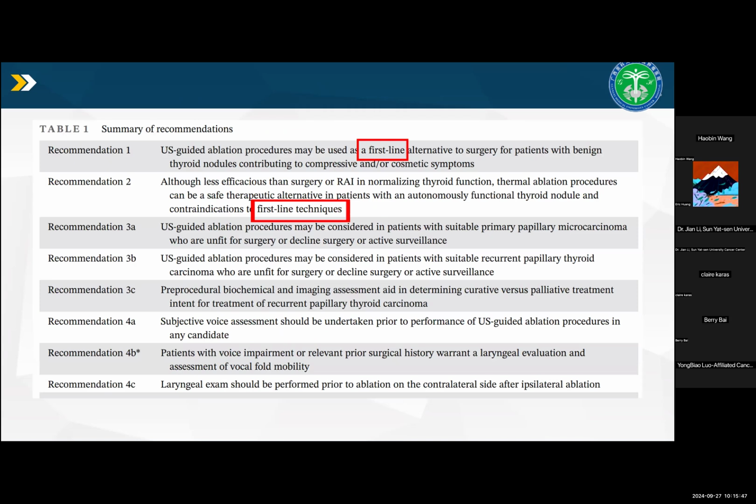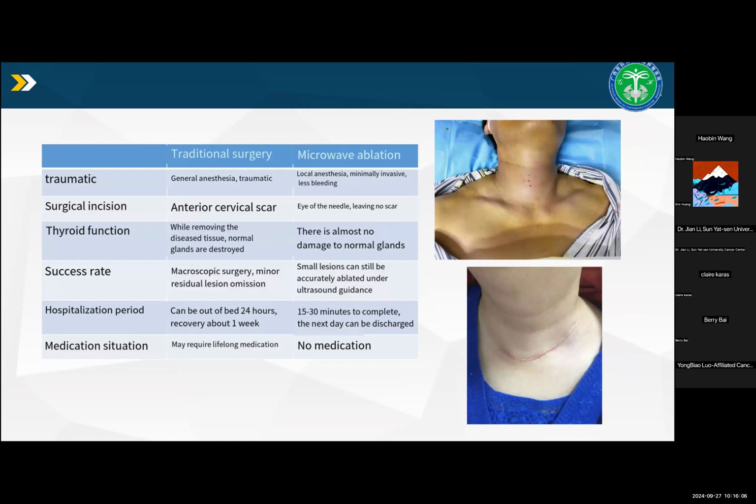And at present, the consensus recommends that ultrasound-guided ablation procedures may be used as a first-line alternative to surgery. We can see that traditional surgery and microwave ablation are different, including traumatic surgical incision, thyroid function, and success rate.